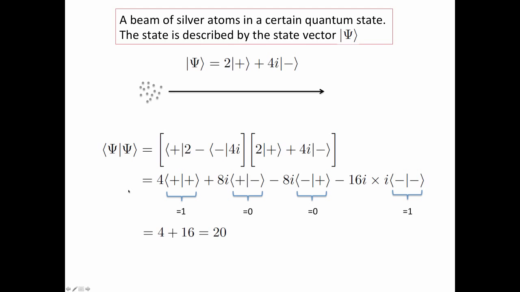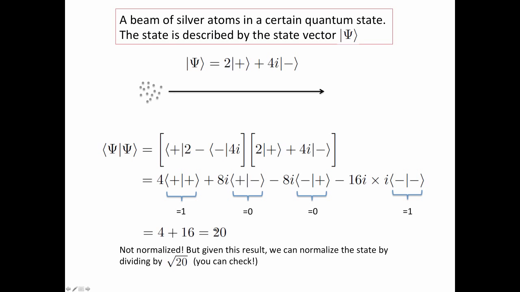But we can easily make it suitable because we note that once we've figured out the inner product of this state vector with itself, and it isn't equal to 1, then if we just take the square root of the number that we get and then divide the state vector by that square root, our vector will be normalized. So we can go ahead and do that right now. So this is our state vector, which is normalized. The inner product with itself is equal to 1. So this is now suitable to describe the state of a bunch of silver atoms, for example, in a beam.